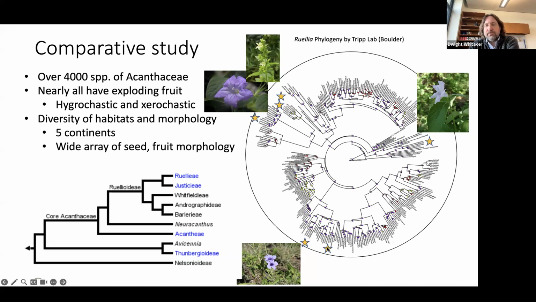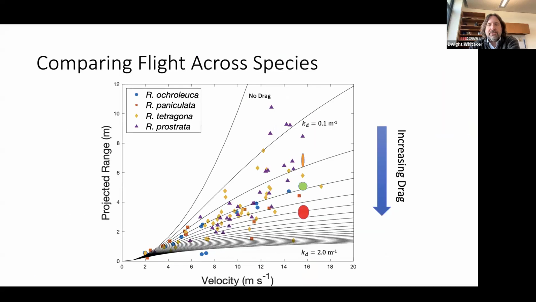And here I have some stars showing you different species that we've looked at in the lab. And you can see that this behavior gets passed around. It's easy for the plant to turn this on and off. And it'd be fun to see why, under what evolutionary circumstances, this behavior starts to emerge.